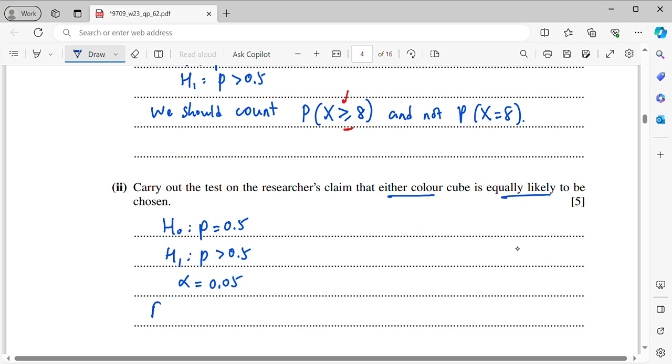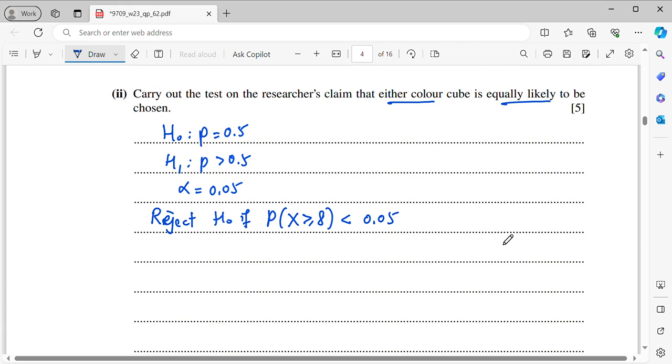Now, we should write down the rejection criteria, which is reject H0 if the probability of X at least 8 is less than the alpha value. Okay, and now we know that it is binomially distributed. Your X is the number of boys who prefer the green cube. So there are 10 boys in the question, and the probability is 0.5 when the H0 is true. So now we need to calculate P(X greater than or equal to 8). So greater than or equal to 8 means that it will be 8, 9, and 10 for the x values.